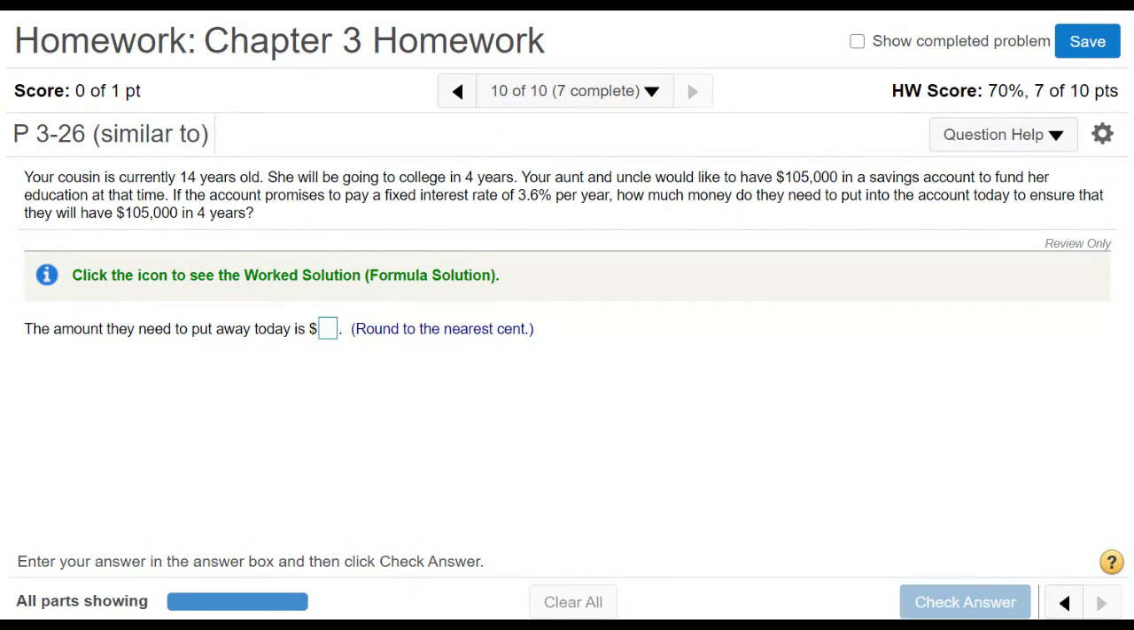$533 and 35 cents. How much? Yeah, I don't know if it makes sense. 533 and 35 cents. It's way too... No. Professor, would it be 91,148 with 66 cents? Yep. That makes more sense. Yeah.